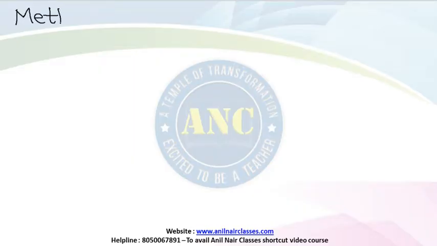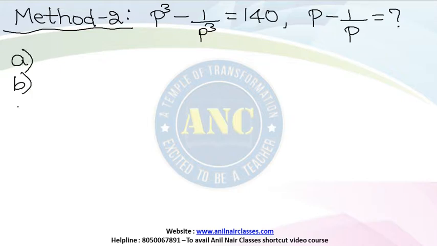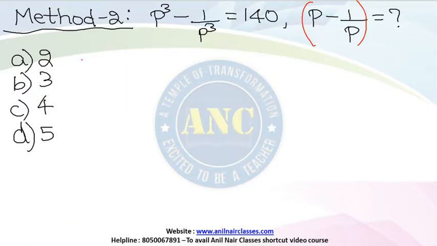Now see here, sir, method 2 is a very simple way of solving the question. Now p cube minus 1 by p cube value is given in the question as 140. They are asking you to find p minus 1 by p value. The beautiful way of solving this question is by answer options, a very fast and quick way. 2, 3, 4, 5 are the answer options given. That means I will assume that the first option is the correct answer. I will assume that p minus 1 by p is 2.